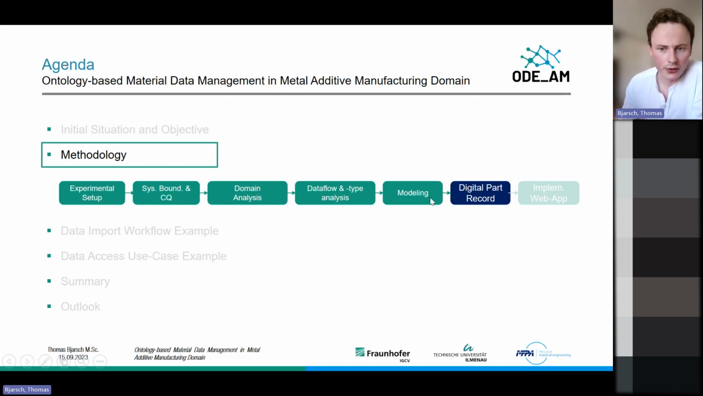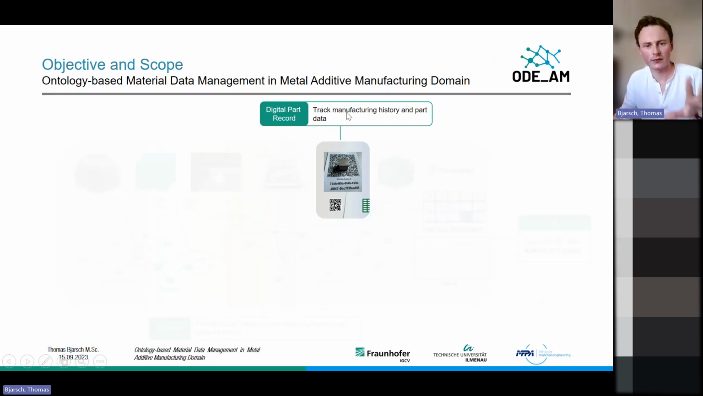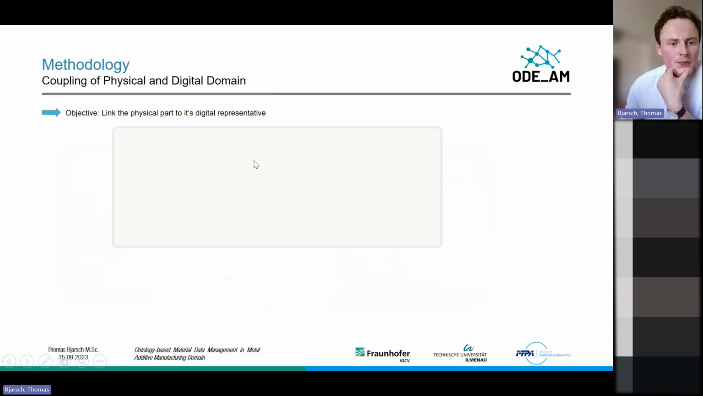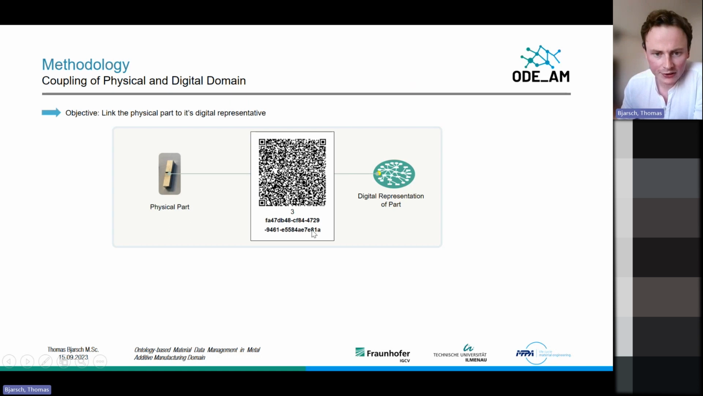Some words on the digital part record. So this was the methodology to create the ontology setup. Digital part record coming now. The objective is to link the physical part to a node in the ontology, which is then the digital representation. To do this, we started using unique IDs and QR codes.